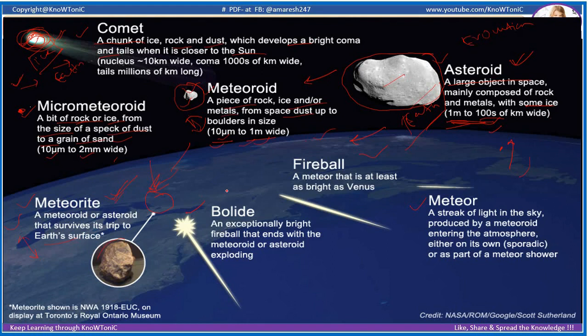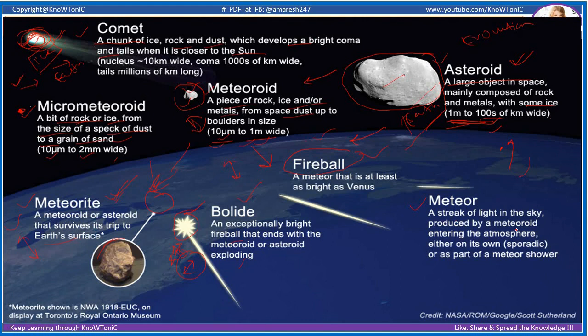Okay. Now a bolide is an exceptionally bright fireball that ends with the meteorite or asteroid exploding. If the meteorite somehow enters the Earth's atmosphere and interacts with it, and if it is exceptionally bright, it ends with the meteoroid or asteroid exploding. The heavy rock present in it explodes, and because of the explosion it produces the bolide. Fireball is a meteor that is at least as bright as Venus. If it is very bright, then it is known as a fireball. And meteor, I have discussed about it.